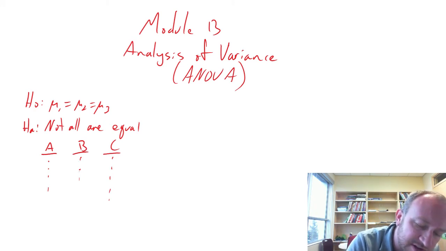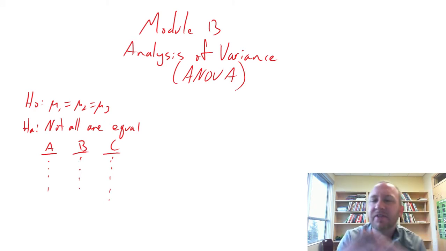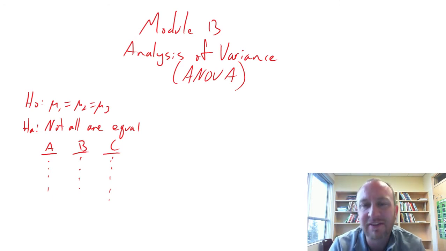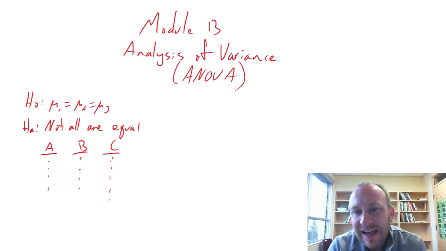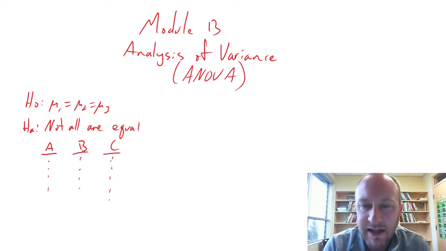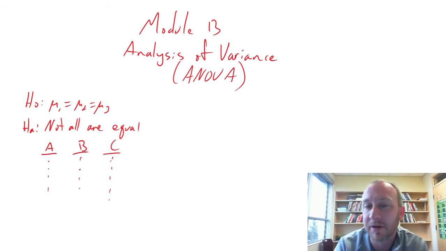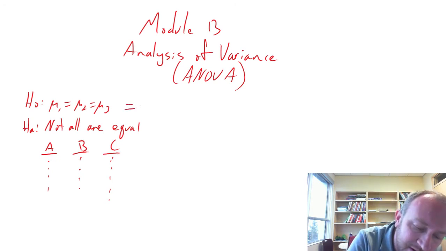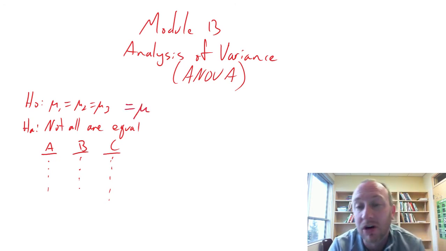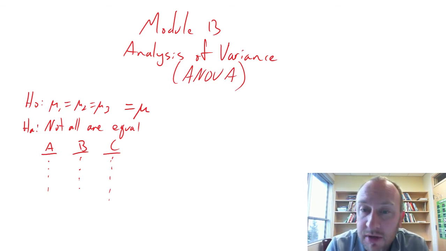So here we'll have just our three samples. They can have any number of observations. They don't have to be the same. They can be a different number of observations in each. Now, like any other test that we've done, we always enter into the analysis with the assumption that the null hypothesis is true. So if the null hypothesis in this case is true, and mu1 is equal to mu2 is equal to mu3, well then they must all be equal to some common population mean mu.